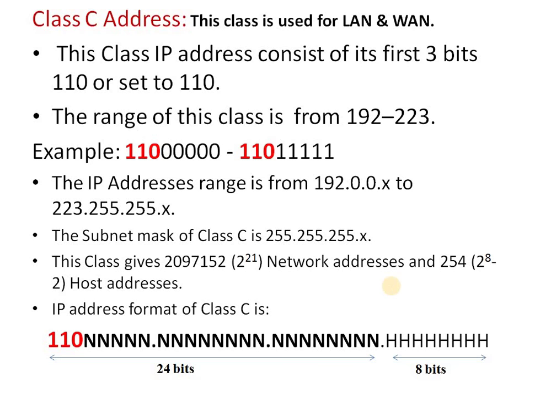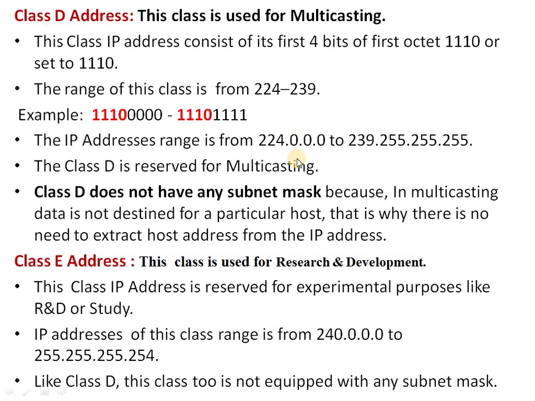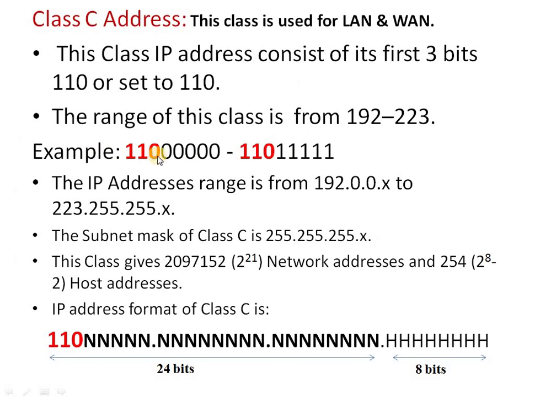Now the class C address. This class is also used for LAN and WAN. This class of IP address consists of 3 bits, as we have already seen in the red color, 110, and like that pattern. The IP address range is 192 to 223. The subnet mask of this class is 255.255.255.host. So these three are the network portion, as we have seen here.